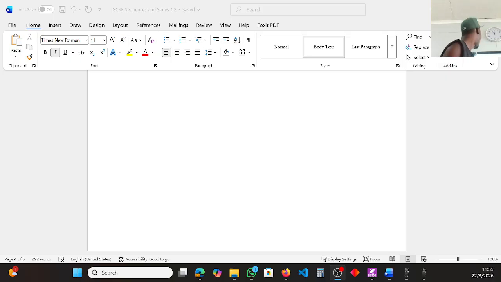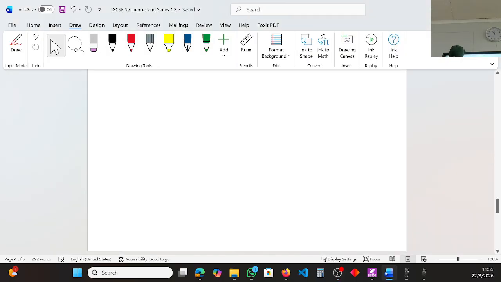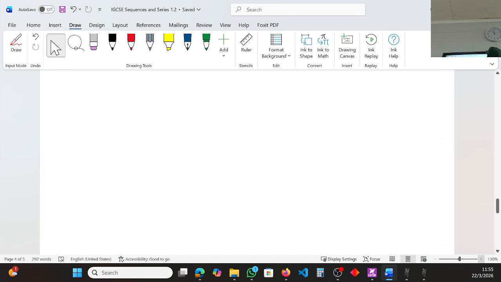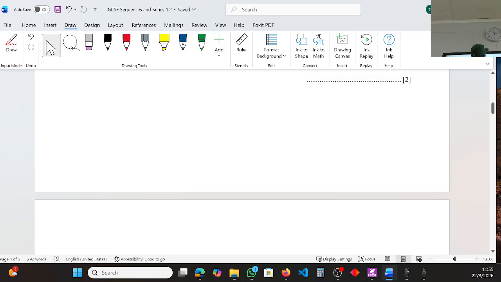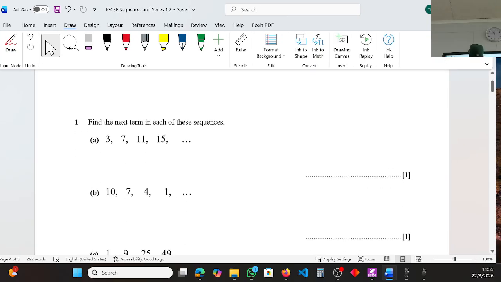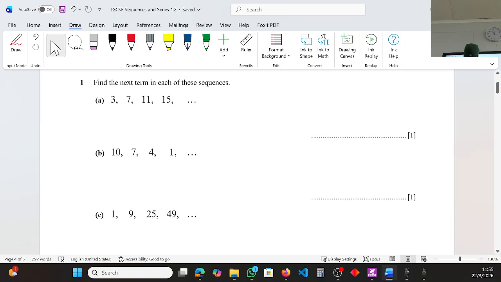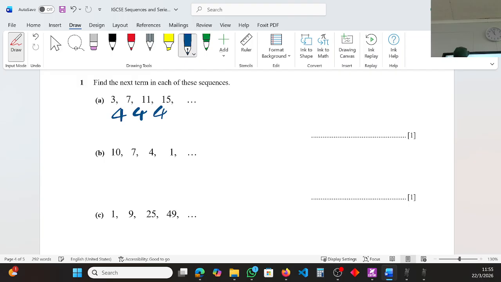All right, I've got a set of questions here. In these questions, we are interested in tackling the number patterns. So let's check together. Find the next term in each of these sequences. What we'll do is first inspect if it's arithmetic. When we say arithmetic, we're having a common difference. So when we check, it looks like 4 all the time is being added. So we are interested in the next term. The next term is going to be 15 plus 4. That will give us 19.